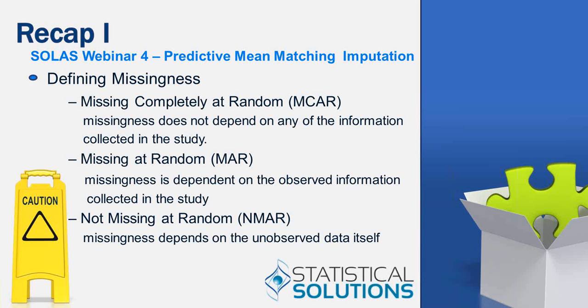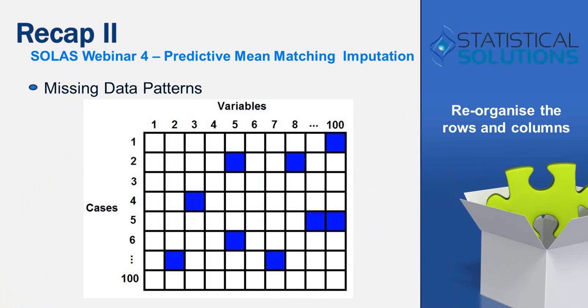When using multiple imputation, we like to assume missing at random, as it's quite hard to model the other 2 definitions of missingness. So I have a little caution wet floor sign there. There must be caution taken when you're defining this step and making your assumptions before you approach multiple imputation. Next thing is the missing data pattern process.